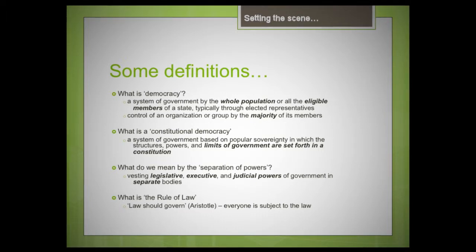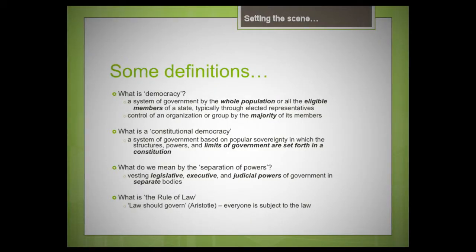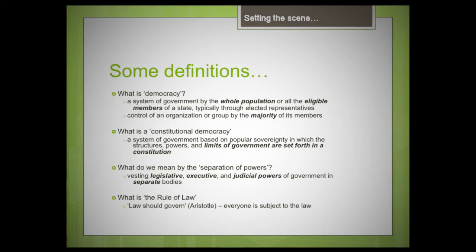Has anyone heard of this idea, the separation of powers? So separation of powers is the vesting of legislative, executive and judicial power in government in separate bodies. The final thing is rule of law. Here we are with our separation of powers, and this is something very important that we're going to be talking about for the next few minutes.